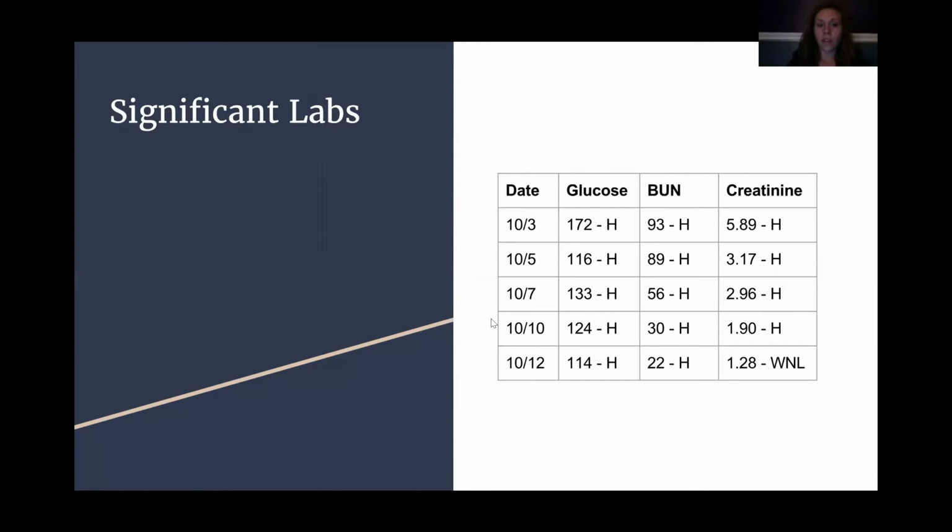So the most significant lab values for Mr. L were glucose, because he's diabetic, and BUN and creatinine, because he actually experienced an AKI while in the hospital. So upon admission, all three were high, and October 3rd was his admission, and they remained high until October 12th. So the only one that actually lowered into normal limits was his creatinine level.